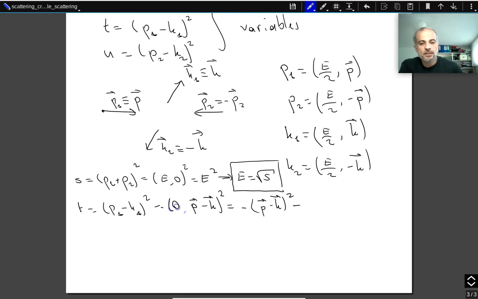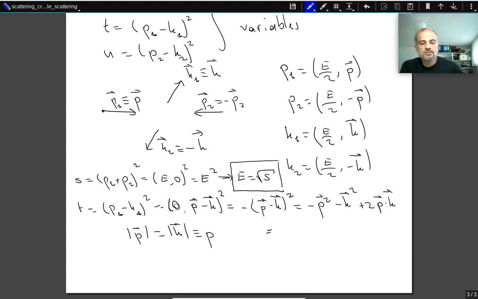If you take the square, this will be minus P squared minus K squared plus 2P dot K. Note that since the energy of these particles are the same, P1 and K1, and their masses are the same, the magnitudes of P and K are also equal. So the magnitude of P is equal to the magnitude of K. Let's just call it P.